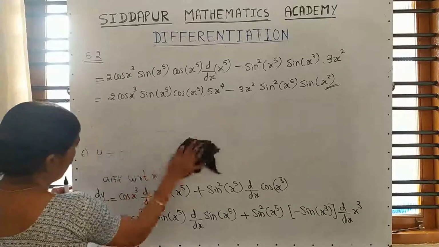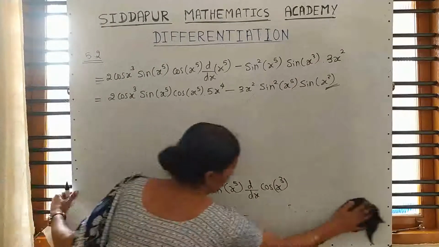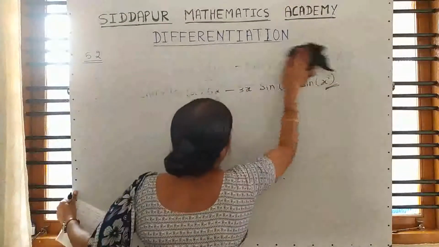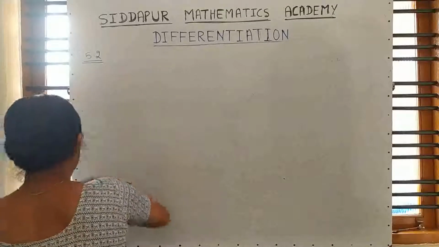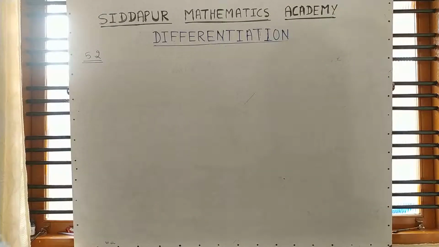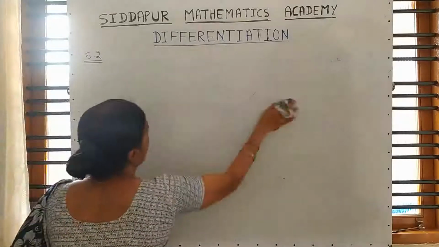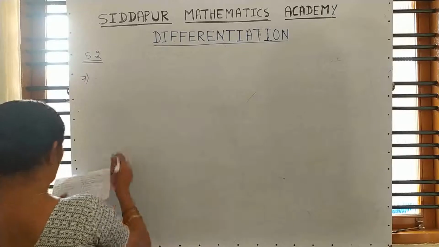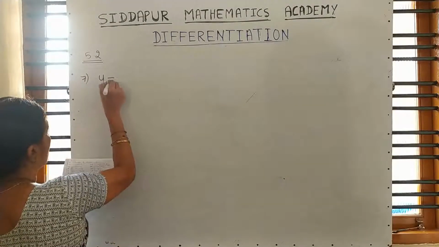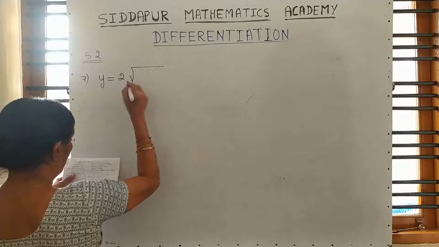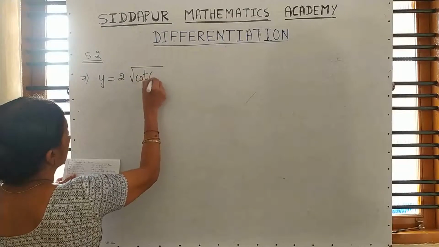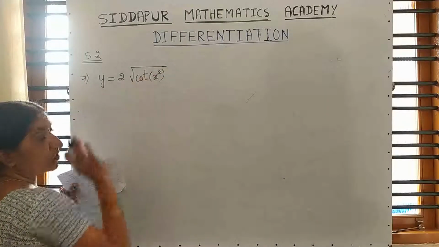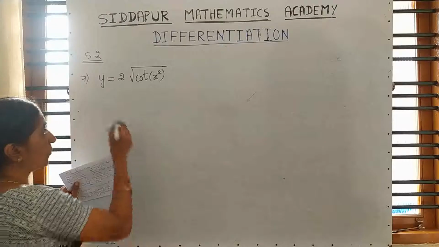Moving to the next question, question number 7. Y is equal to 2 into root of cot x square. See, first 2 is a constant. We have to differentiate first root, then cot, then x square.